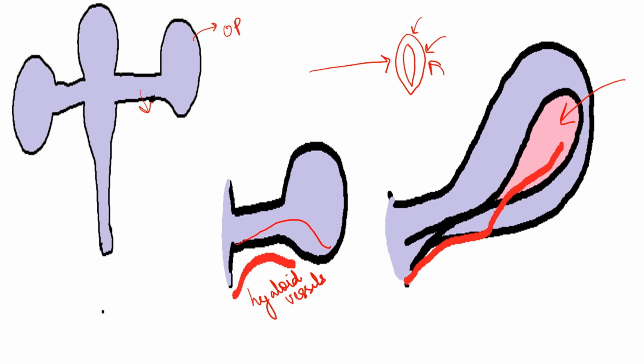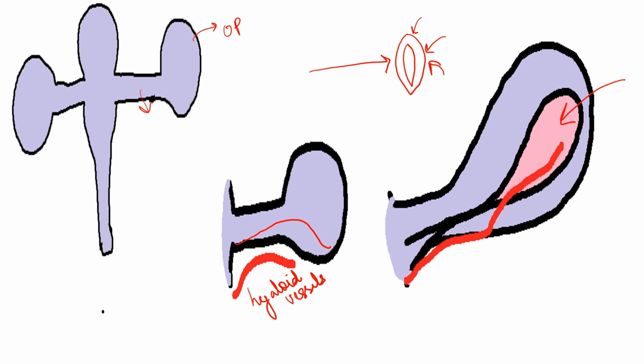And this vessel will basically go inside and supply the developing lens, and this developing lens is known as the lens vesicle. And the vessel which is developed here is known as the hyaloid vessels. Now, in order to give way to the hyaloid vessels into the optic cup, the optic cup and the optic stalk will start developing a groove inferiorly and they will ultimately develop this fissure over here. And this fissure is known as the choroidal fissure or the optic fissure.